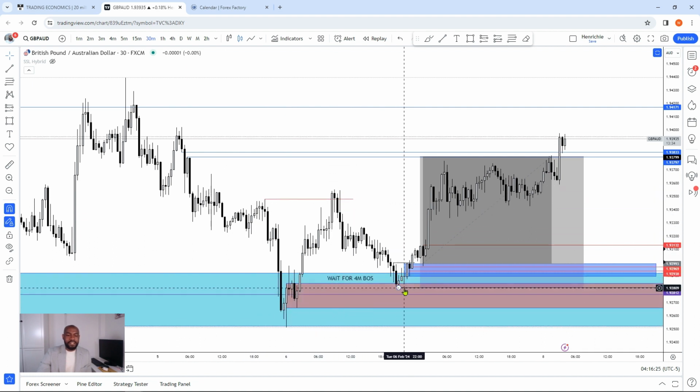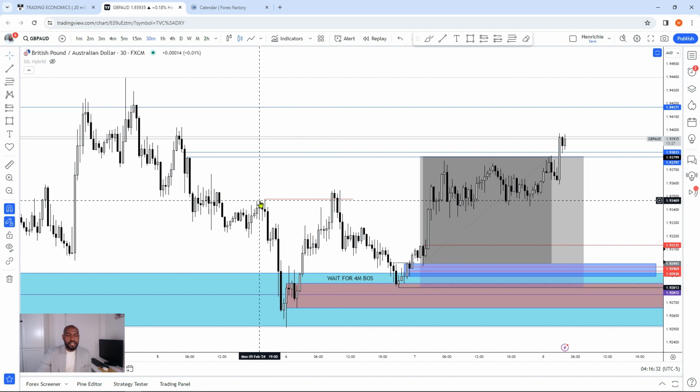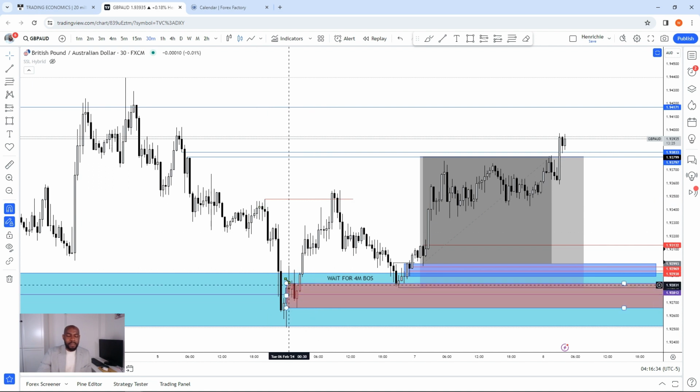of structure. All I want to see is price to come into this key level, inefficiency, inefficiency. This was the last down close candle before the impulsive move that broke structure. That is why you're seeing me mark it right there.